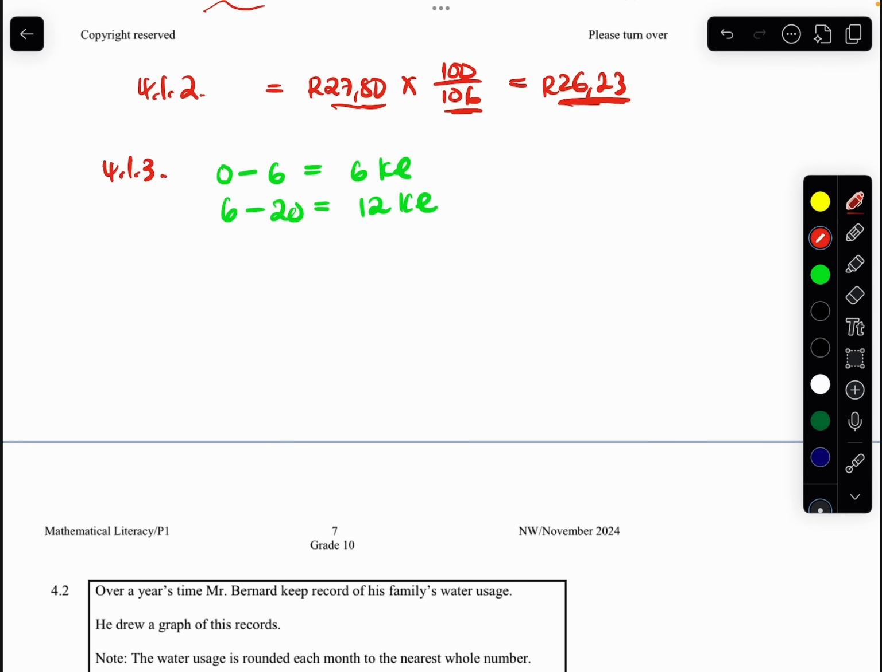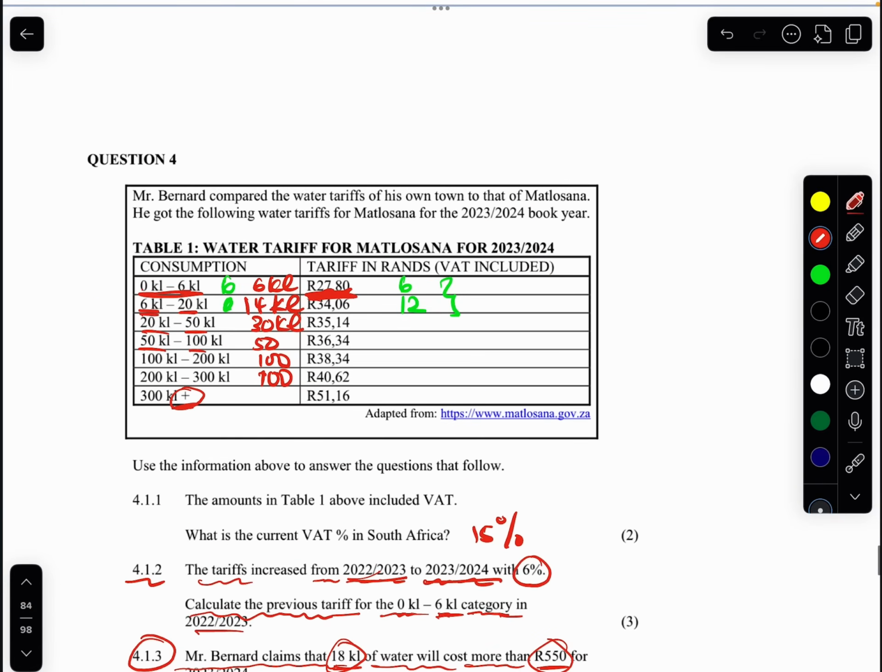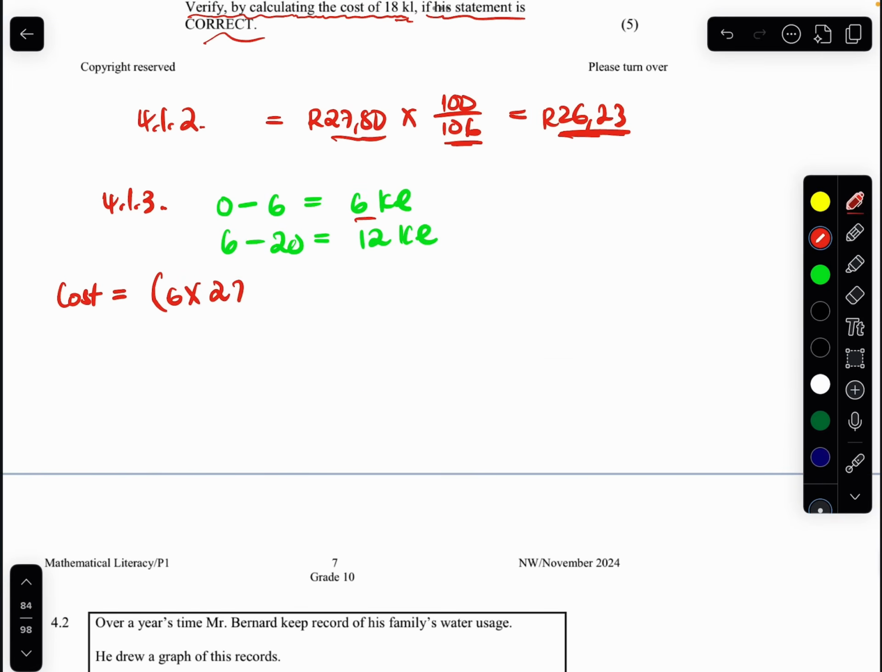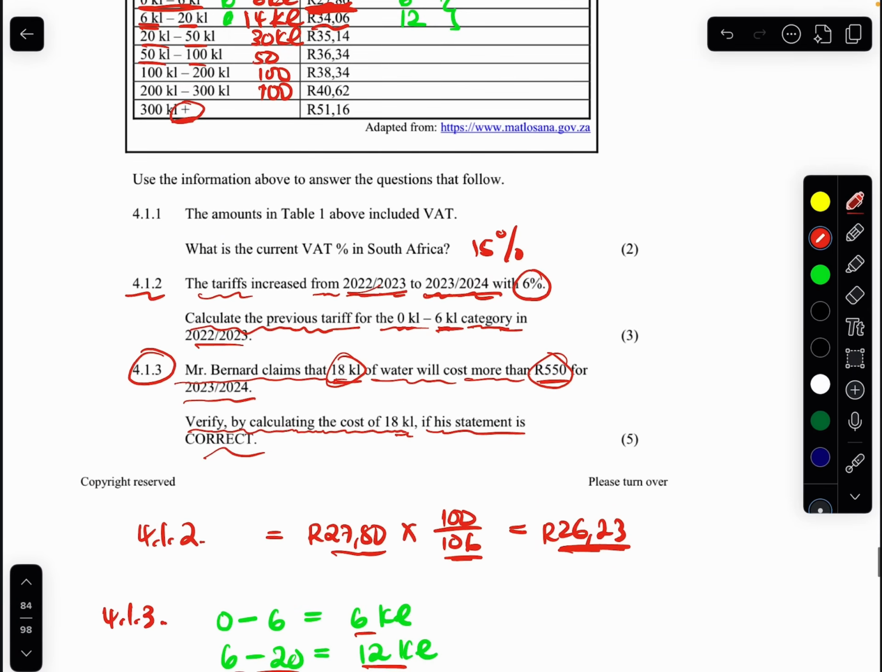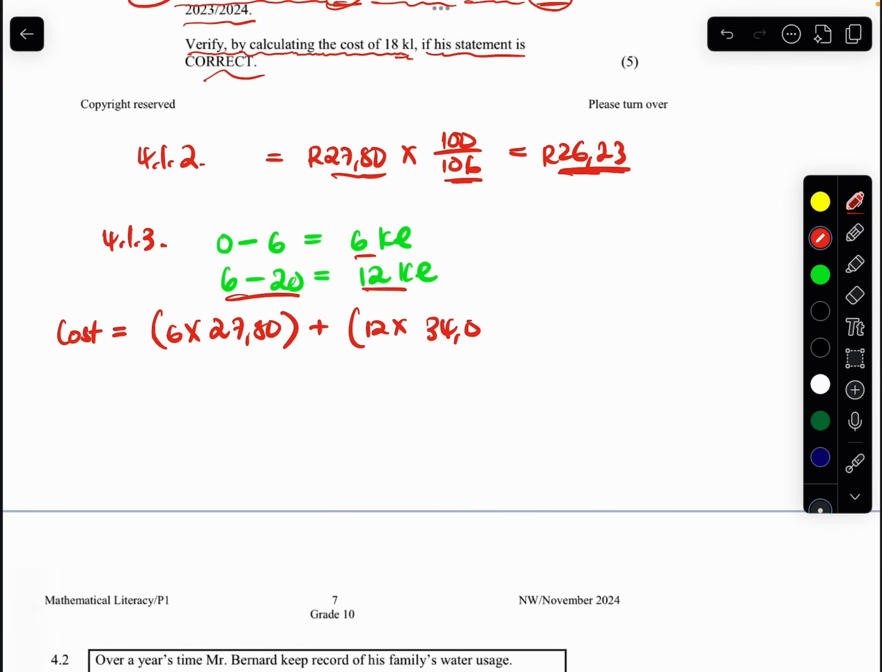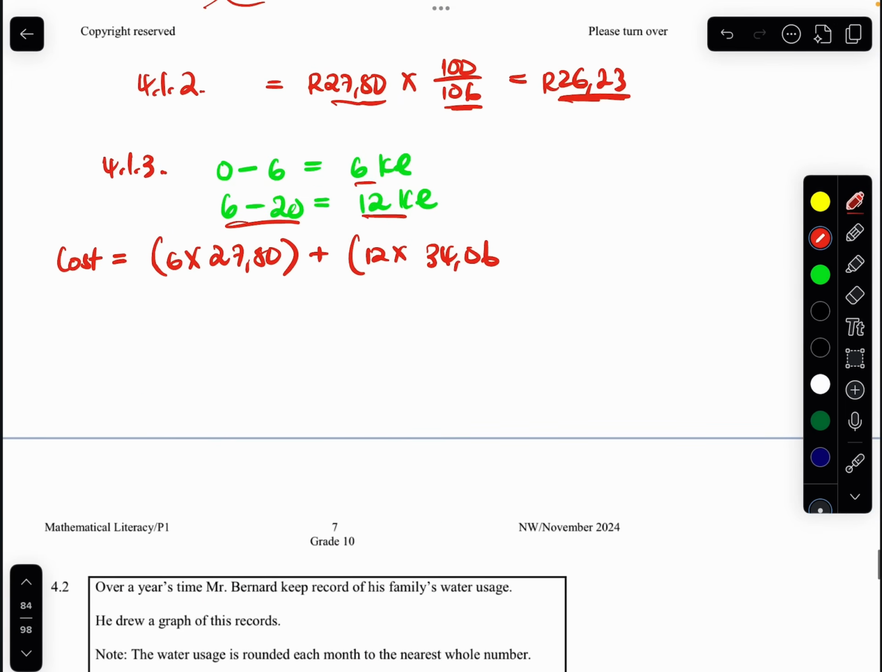And then now you're going to calculate the cost. So calculating the cost, you take the 6 kiloliters, you times by the rate, which is 27 rand 80, and then you plus the next rate: the 12, you times by 34 rand 6 cents, right? So the answer there, if you punch that in the calculator, in rands, it's going to be 575 rand 52 cents.